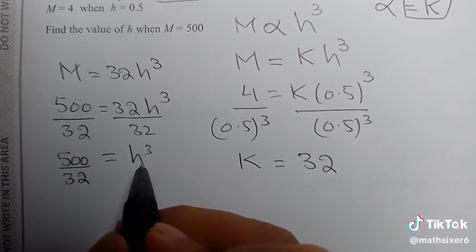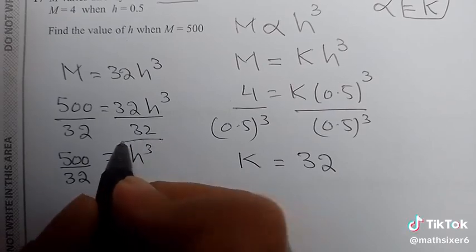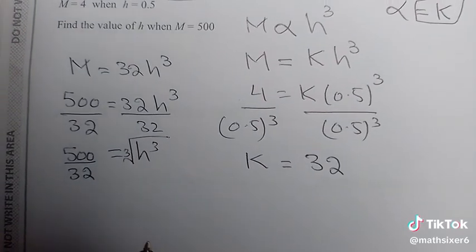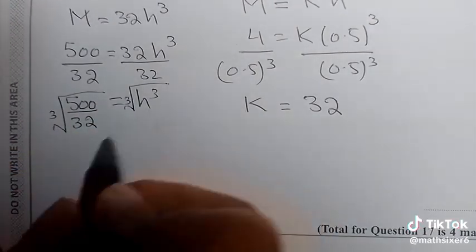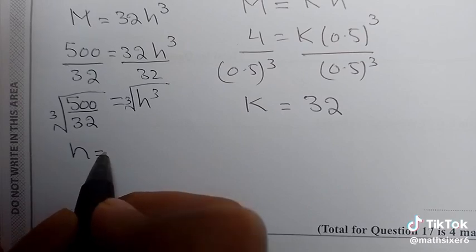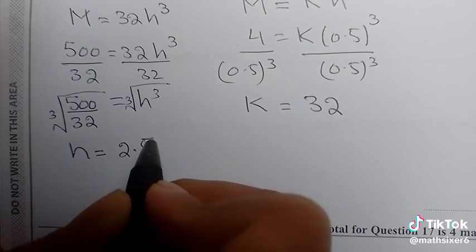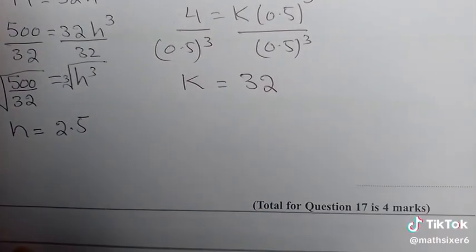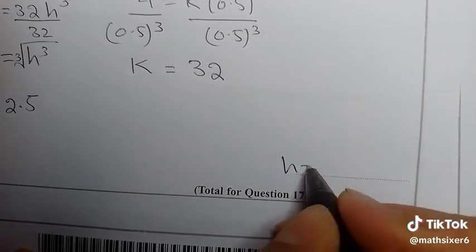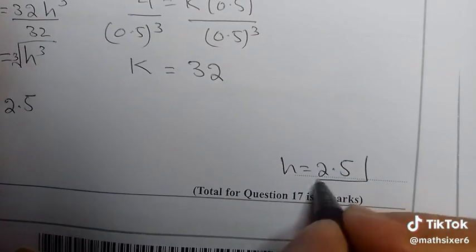Now to get rid of the cube on h, we're going to take the cube root on this side. So we're left with h is equal to 2.5. So this is our final answer. We're going to write down over here in the answer line, h is equal to 2.5. This is our final answer.